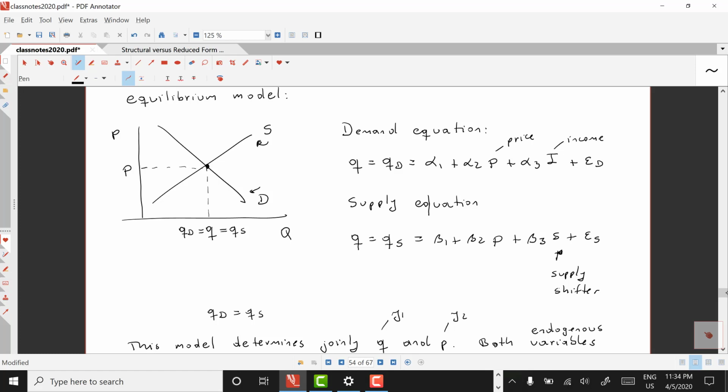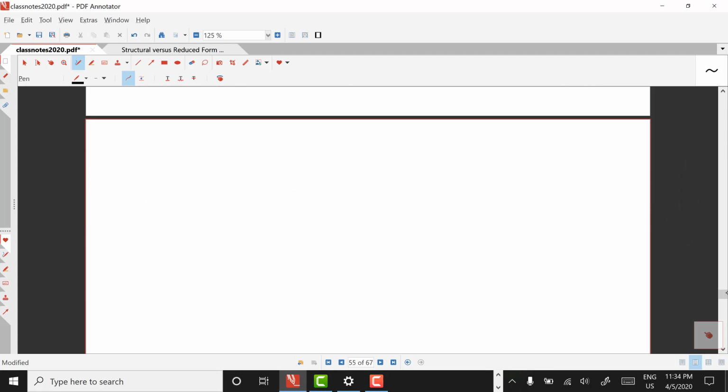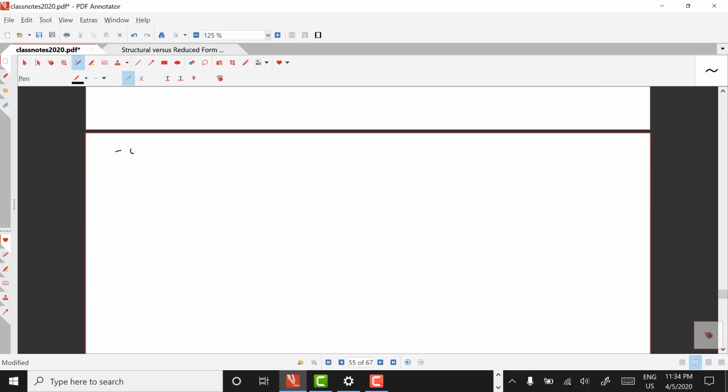And I'm going to show you right now why we have endogeneity. So in this system, basically the idea here is that we can't use OLS because we have an endogenous variable on each equation.